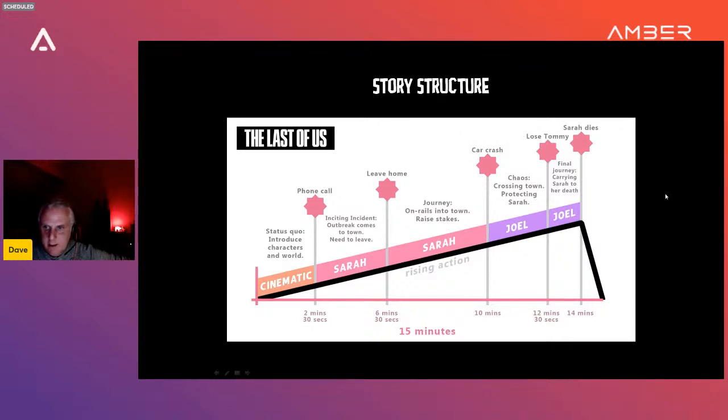So we can look at this and go, yeah, okay, that's good. We play it from there to there, a rising action. So let's start doing this.